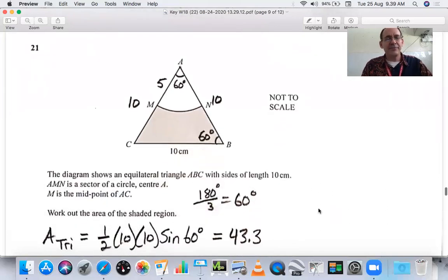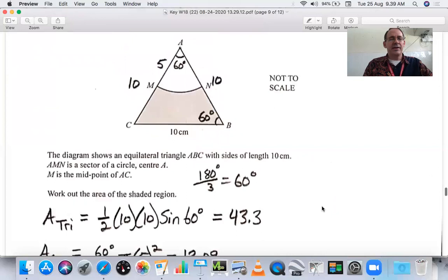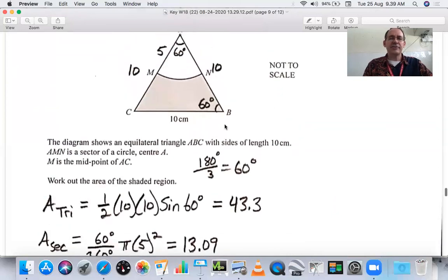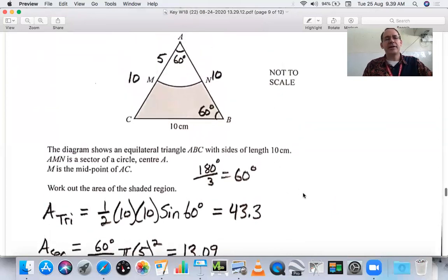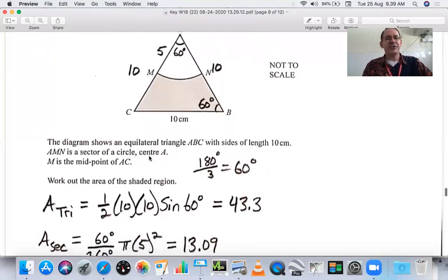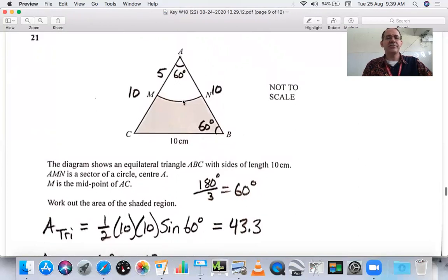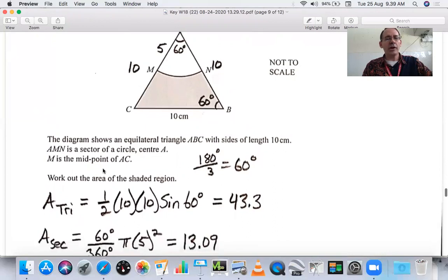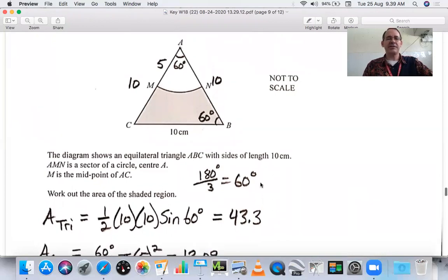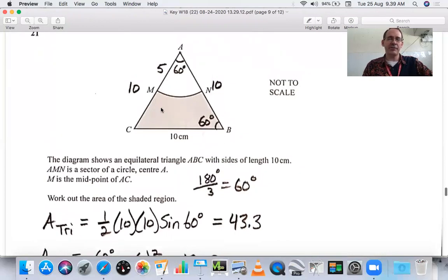Now here we have a little bit of sector geometry stuff going on. We have an equilateral triangle. So here we have 10 down here, meaning all of them are 10 since it's equilateral. And we have a sector of a circle with center A. So this is an arc length here. And it says work out the area of the shaded region. The shaded region is this part right here.